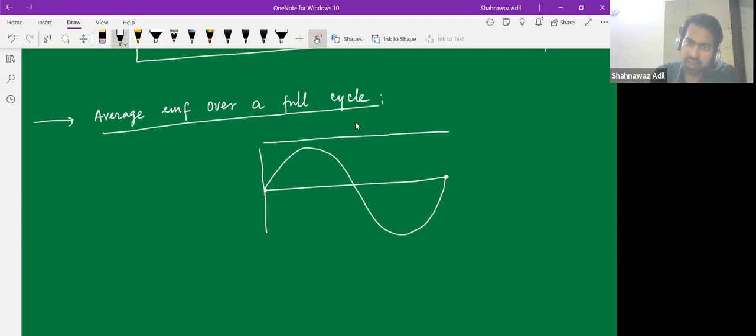So from here to here, the time is T, right? And this is T by 4. This is T by 2. This is 3T by 4. And then this is 4T by 4, which is T, right? So this is the full cycle. So in a full cycle, what will be the average?